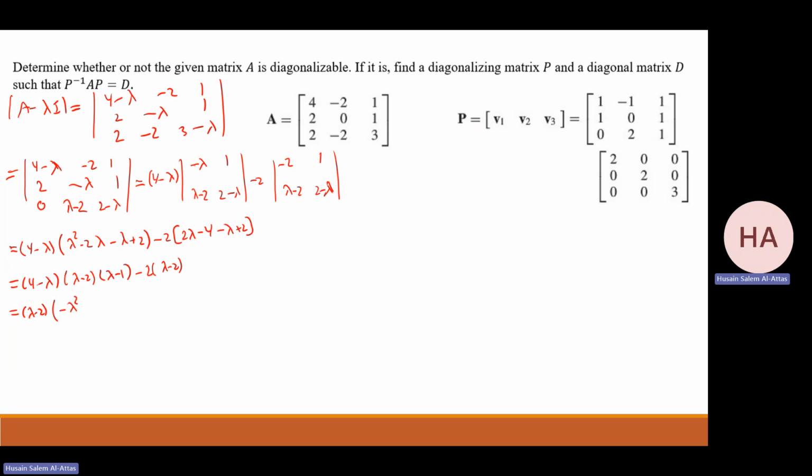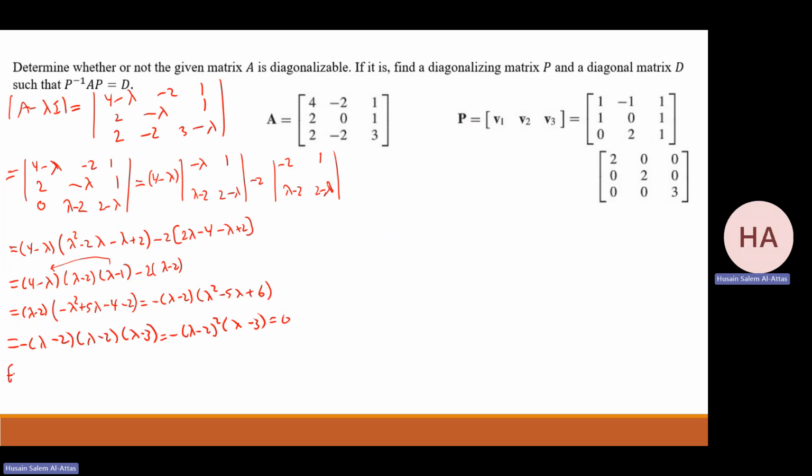Do the multiplication here. I have minus lambda square, and multiply this by this. Plus lambda plus 4 lambda plus 5 lambda minus 4, and then minus 2 from here. Take minus common factor. You have lambda square minus 5 lambda plus 6. That gives me lambda minus 2 times lambda minus 3. So actually it's minus lambda minus 2 squared times lambda minus 3 equals 0.